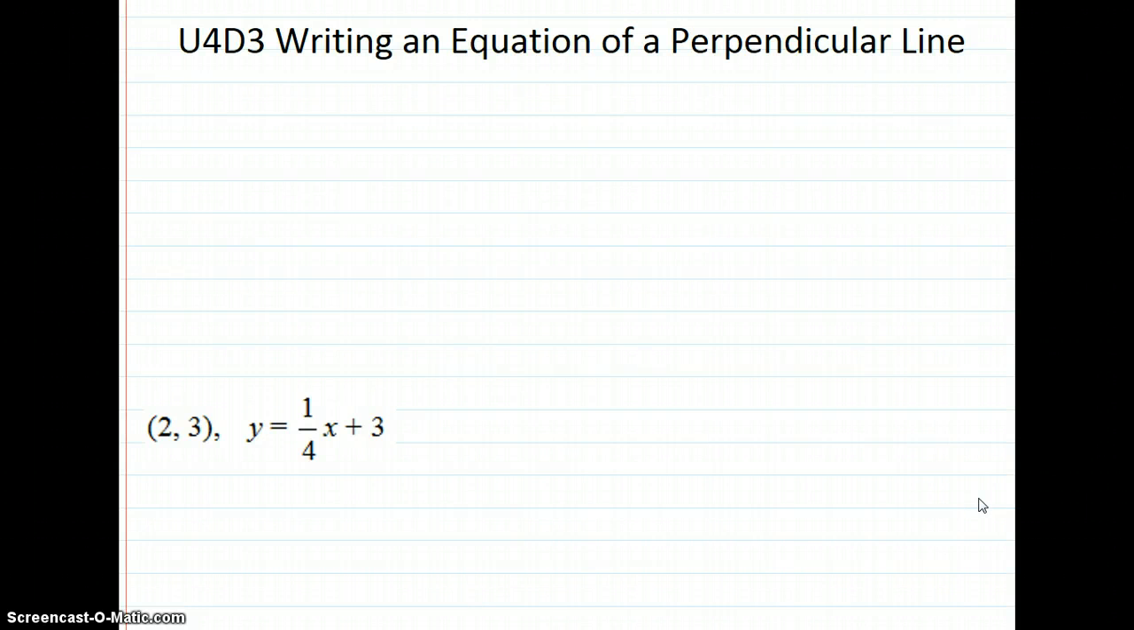Alright, let's look at writing an equation of a perpendicular line. So recall that perpendicular lines are two lines that cross. When they cross, they make 90 degrees. And these two lines, their slopes are related. Their slopes are opposite reciprocals of each other.